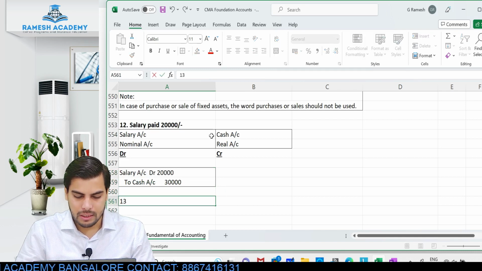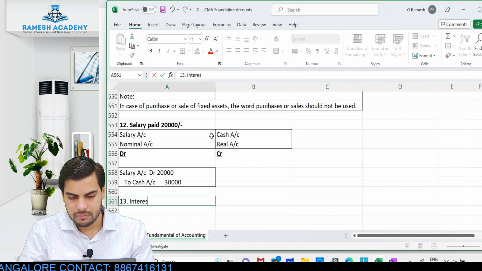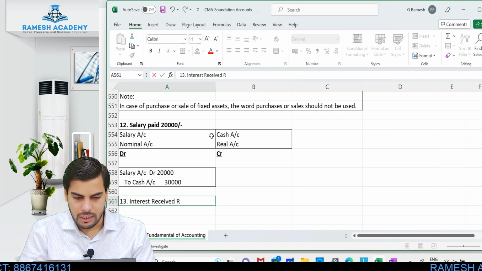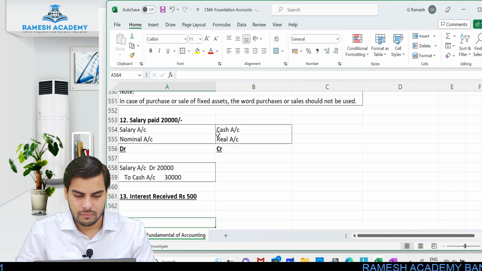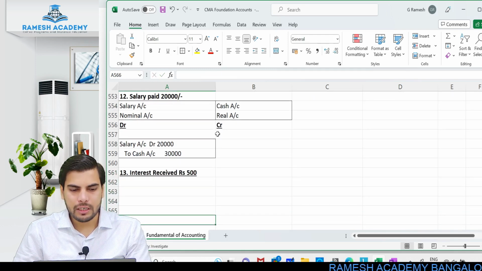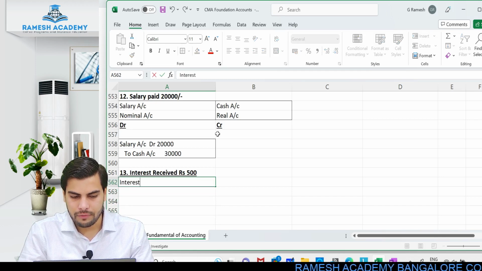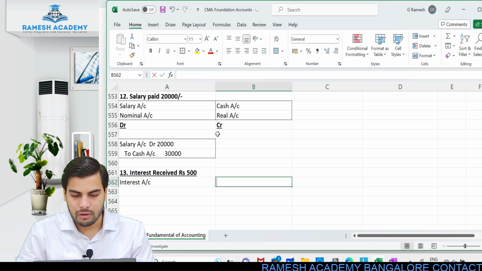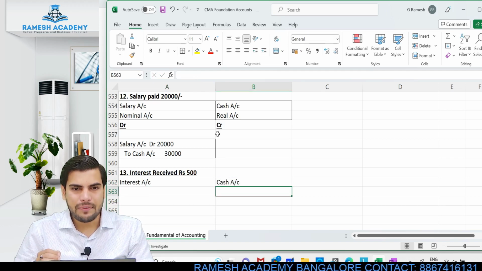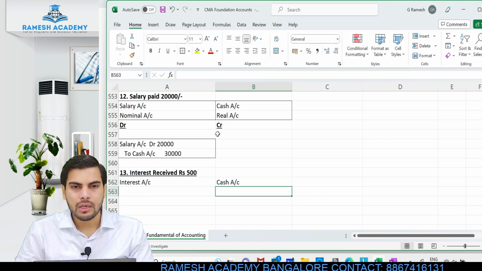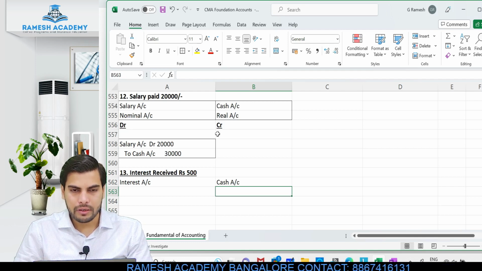So this is pertaining to expense. Now same way, let's learn the journal entry pertaining to an income. Let's say interest received, let's say 500. So what are the two accounts which will get affected because of this transaction? One would be interest account, another would be cash account. I am receiving this interest of 500 rupees.